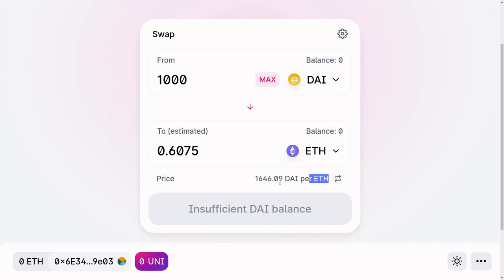Unlike a traditional centralized exchange, where the buyer and the seller come to agreement on the exchange rate, for Uniswap, this calculation is all done inside a smart contract. And there is a mathematical formula that calculates this price. So in this video, I'm going to explain how this pricing is calculated.